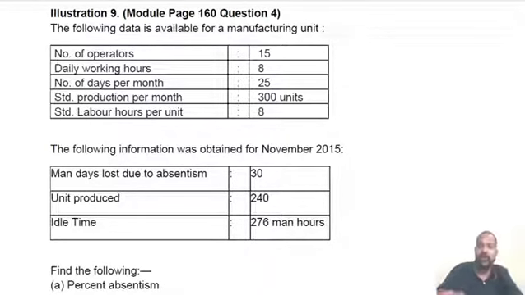The following data is available for a manufacturing unit. So there's a manufacturing unit, and for that manufacturing unit, this following data is given. What is the data? Number of operators 15. There are 15 operators in that manufacturing unit. Daily working hours is 8. So every person is working for 8 hours, and in a month they are working for 25 days. Okay. Standard production per month is 300 units. This is the standard that is set. Standard labor hours per unit is 8. Standard labor hours required is 8.